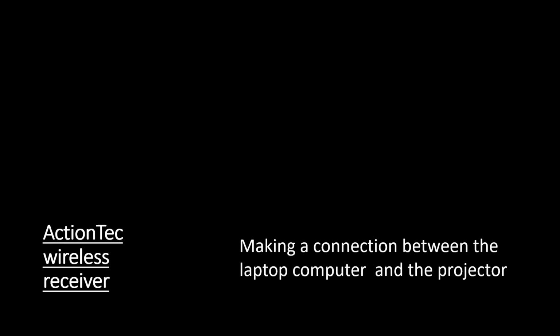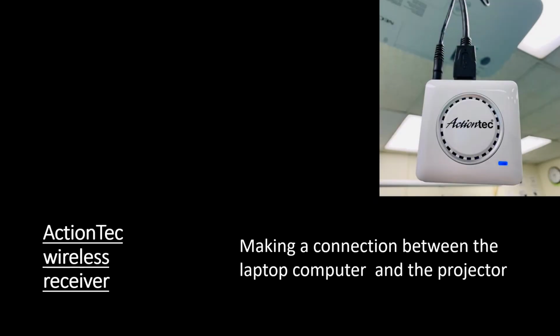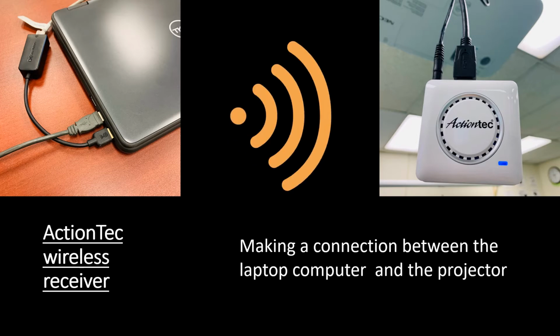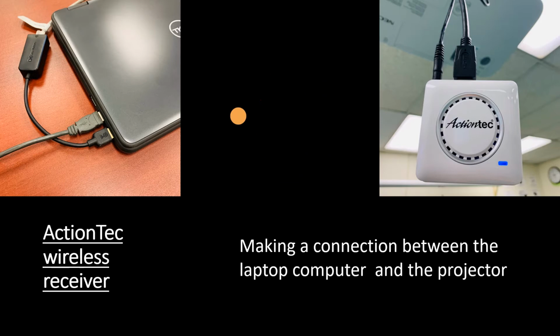At this point, we're going to be connecting your Action Tech device, which is on the ceiling in your classroom, and we'll be connecting that to your district issued laptop. Now, at this point, we want to form a wireless connection between those two so that the signal that is emanating from your laptop will be clearly projected onto the whiteboard in your classroom.